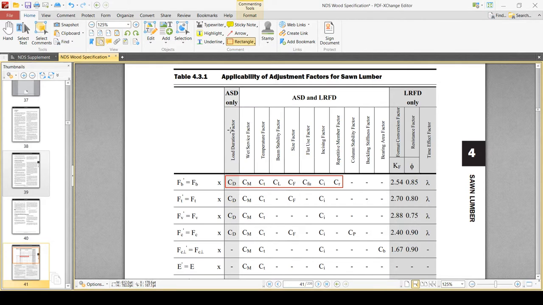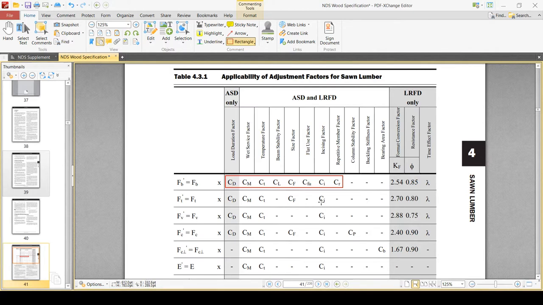For example, C_D is the load duration factor. Wood behaves differently depending on how long you load it. If you load it for a very long time, it deflects more. It's almost in the way that concrete creeps, a similar process, where there's a time-dependent relationship between load and response. C_M is moisture content, for areas that are getting repeatedly wet and dry, that's important. There's a temperature factor for very high temperature areas, etc. And there's a whole series of factors, and I'm not going to get to them today in this video.